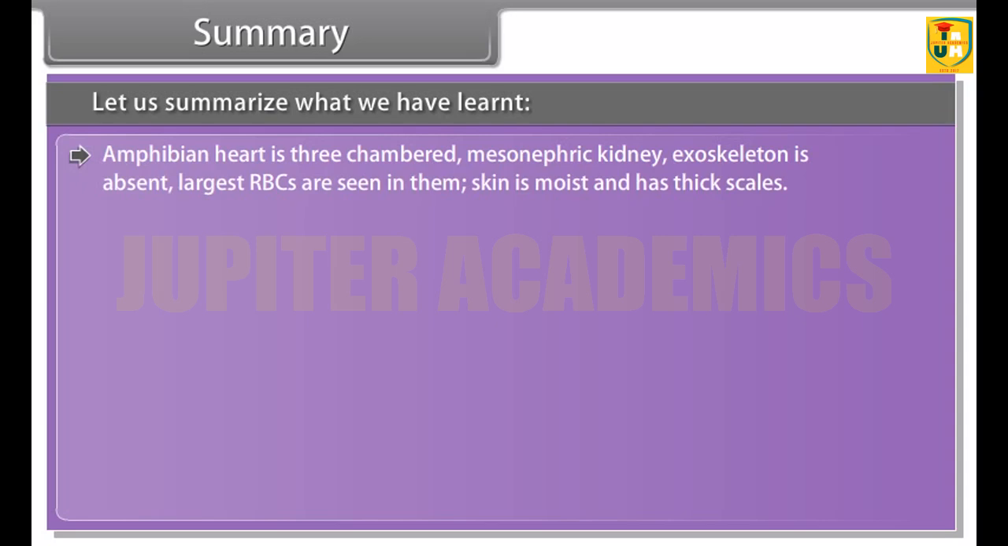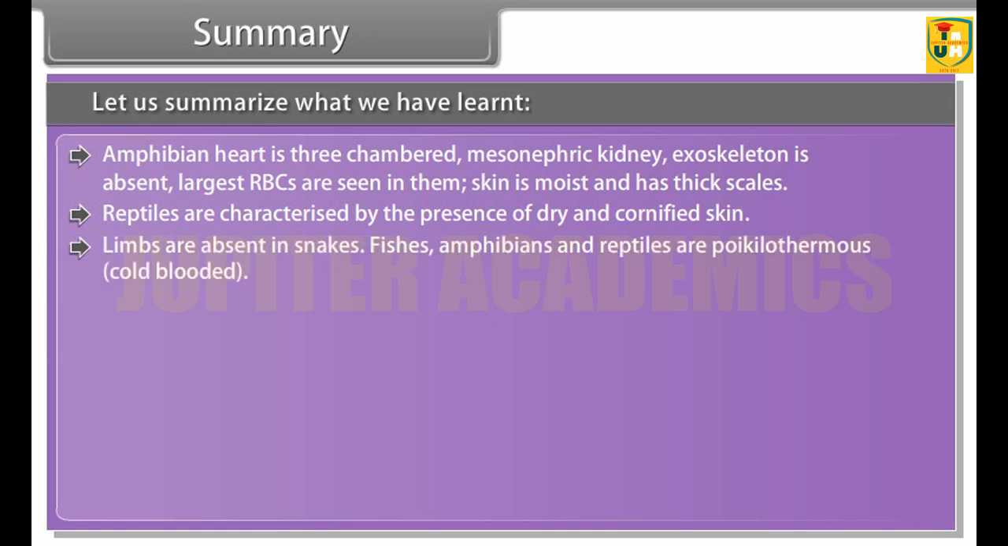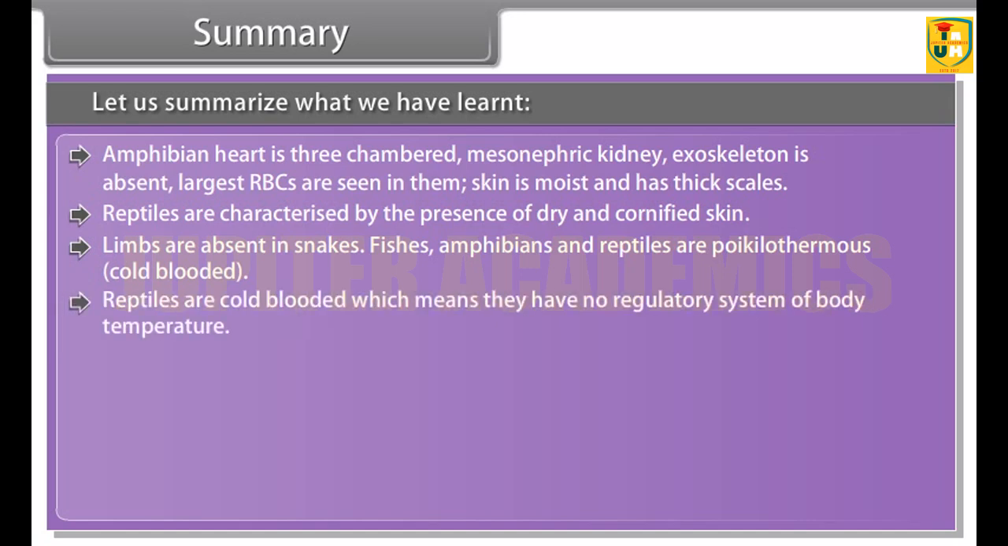Amphibians' heart is three-chambered. Mesonephric kidney. Exoskeleton is absent. Largest RBCs are seen in them. Skin is moist and has thick scales. Reptiles are characterized by the presence of dry and cornified skin. Limbs are absent in snakes. Fishes, amphibians, and reptiles are poikilothermous, that is, cold-blooded. Reptiles are cold-blooded, which means they have no regulatory system of body temperature.